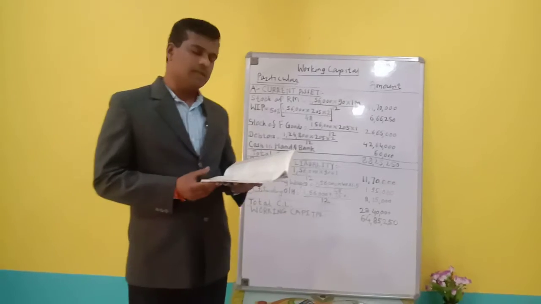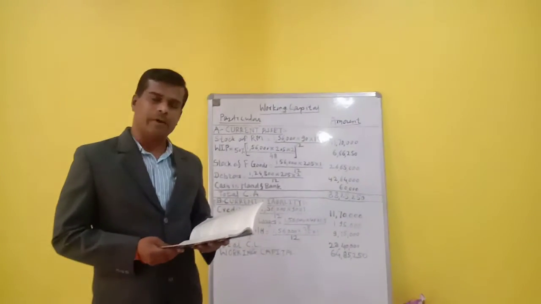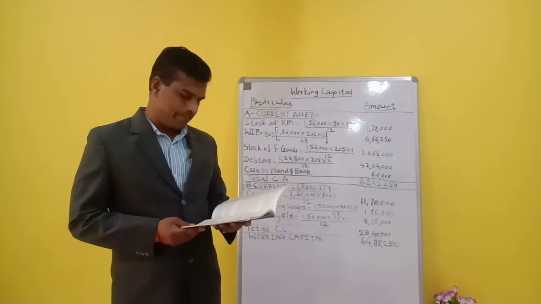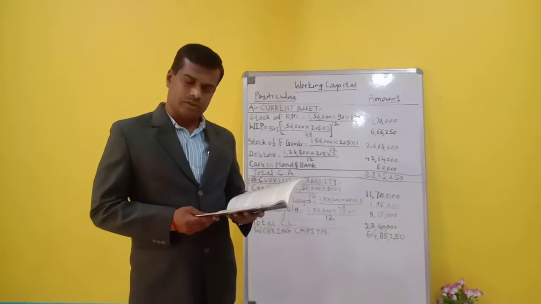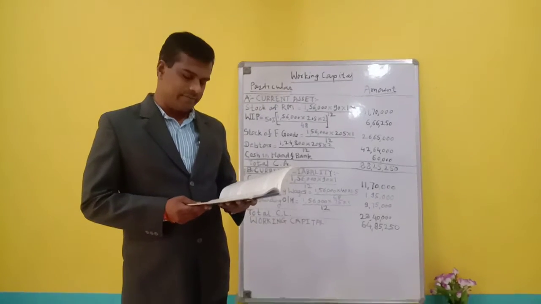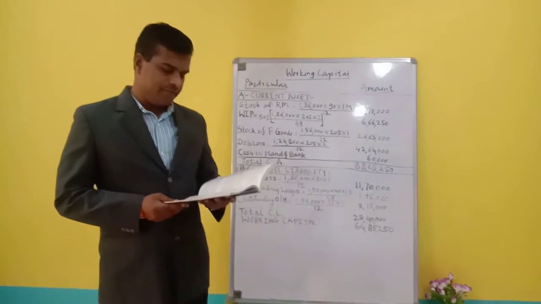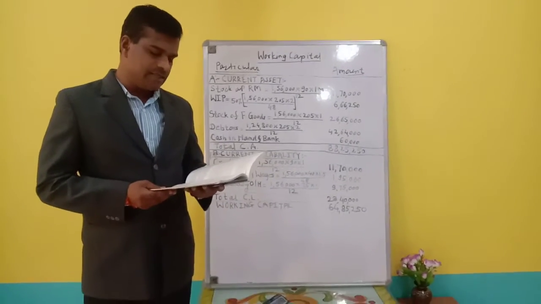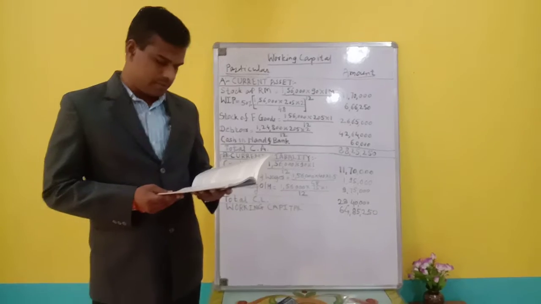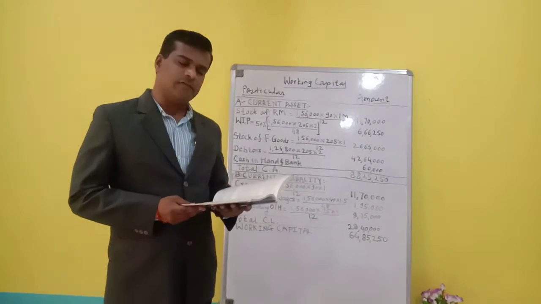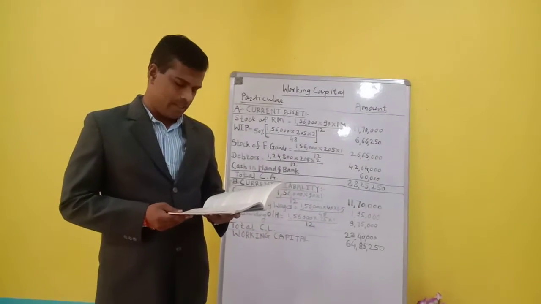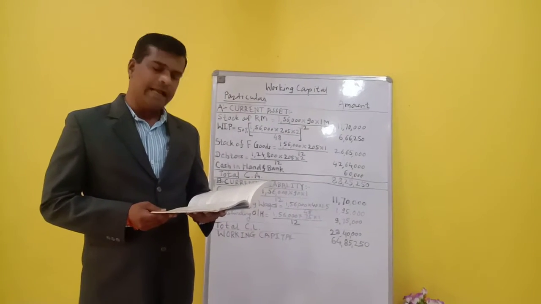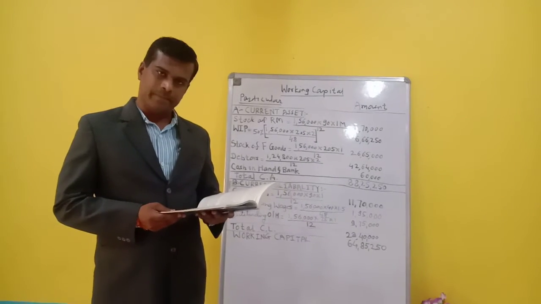Then they have provided us with certain information. Information number one, raw materials are in stock on an average for 1 month. Materials are in process 50% complete on an average 2 weeks. Finished goods are in stock on an average 1 month. Credits allowed by suppliers 1 month. Time lag in payment from debtors 2 months. Lag in payment of wages 1.5 week. Lag in payment of overheads 1 month.